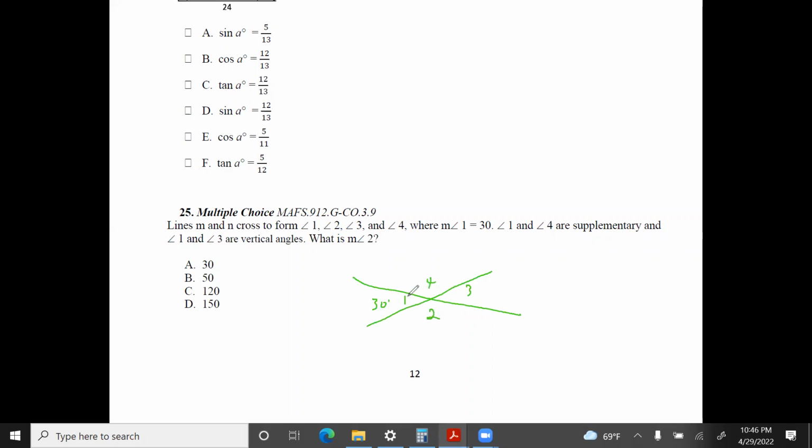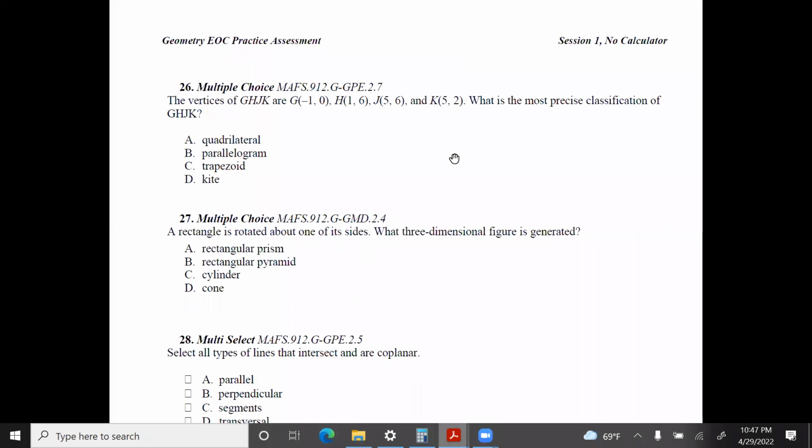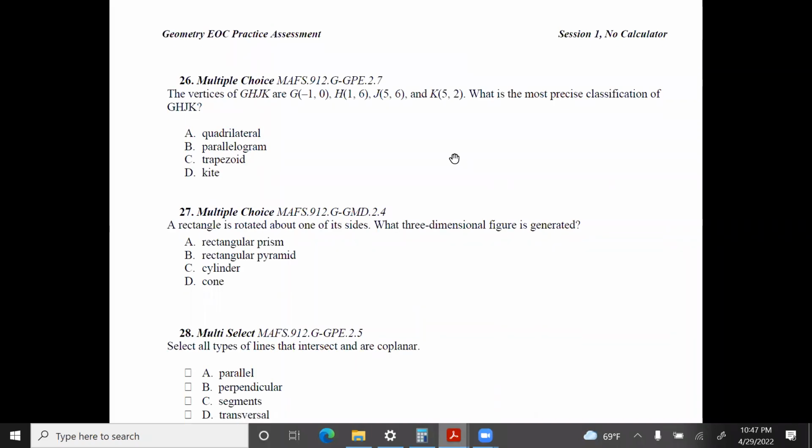So on here, it wants to know the measure of angle 2. You can do this a lot of ways, but 1 and 2 together form a linear pair. So 180 minus 30 leaves us with 150, which is option D. All right, next one.